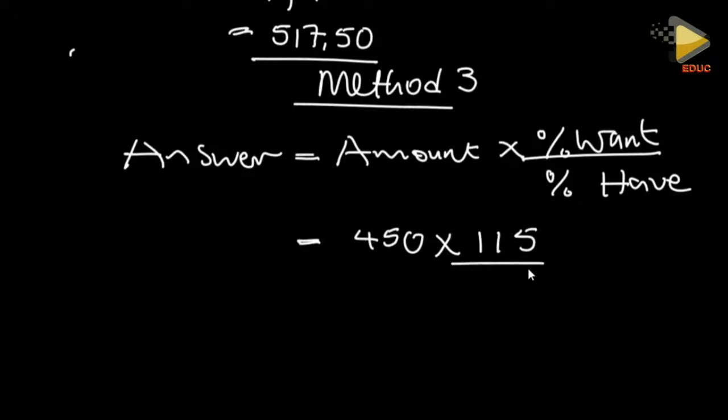Remember, the amount that I had excludes VAT. This simply means it's at 100%. So the percentage I have is 100%. What value do I get? So I still have my answer as 1.